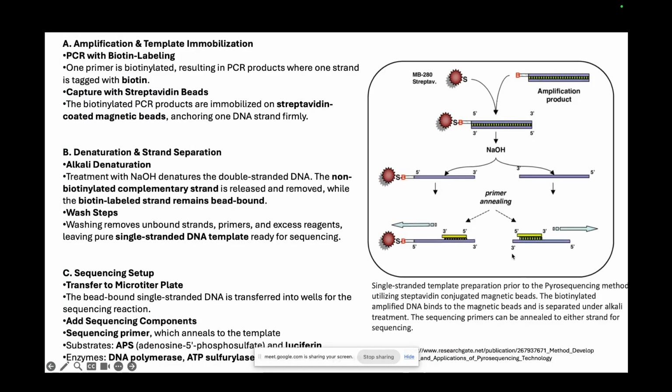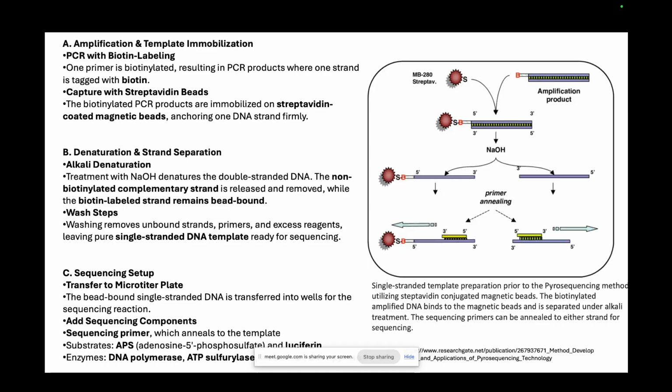Now, the next step is basically denaturation. You have to convert the double-stranded DNA into single-stranded, where alkaline denaturation is used with NaOH. If the pH is high enough, it will break the double-stranded DNA into single-stranded DNA, and the non-biotin complementary strand will be released and removed, while the biotin-labeled strand will remain with the bead holding on to it.